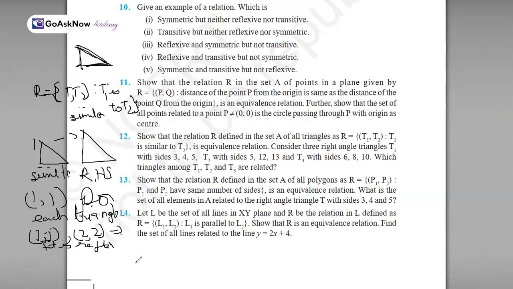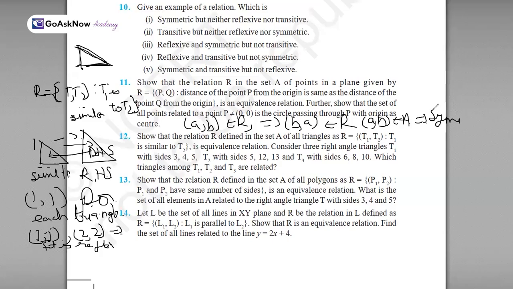Okay. Now I have to show whether it is symmetric or not. If triangle 1 is similar to triangle 2 by the RHS rule, then 2 is similar to 1 also by the RHS rule. So it is obvious that (A, B) belongs to capital R implies that (B, A) also belongs to capital R for each A and B belonging to A. So this is the condition for symmetricity.